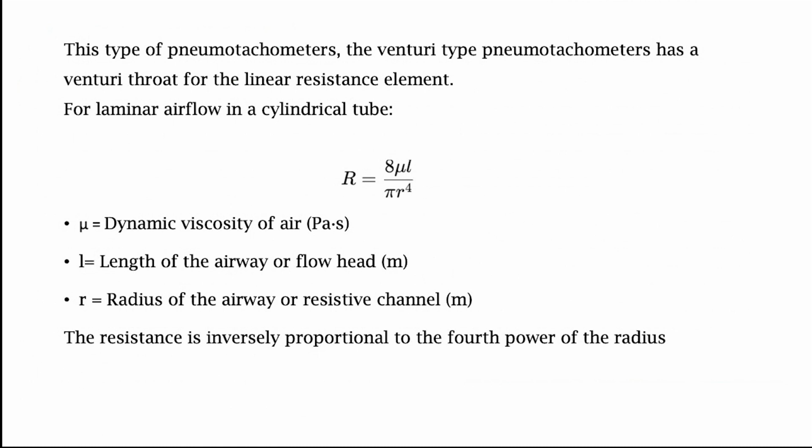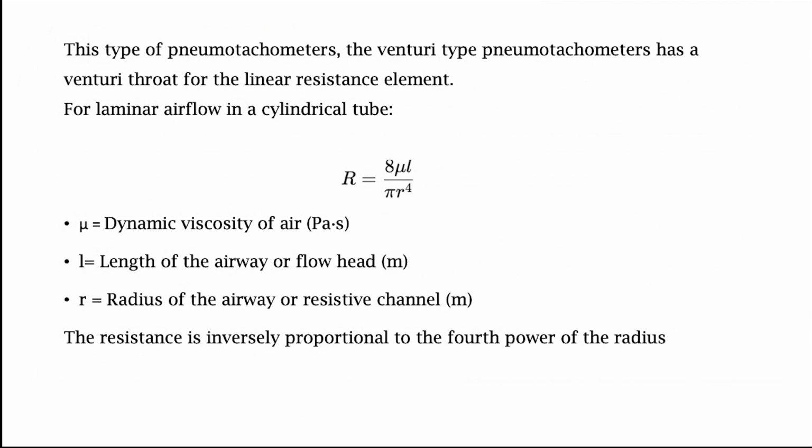Now that makes sense. But in the denominator, I have pi r to the power 4, where r is the radius of the airway or the resistive channel. That is, the resistance is inversely proportional to the 4th power of the radius. What does it even mean? Can we even try to imagine this? No, it's a little deep. I want you to invest some time and understand what this means.